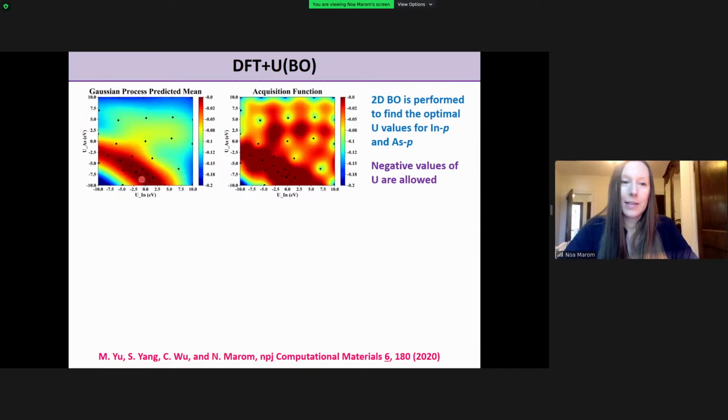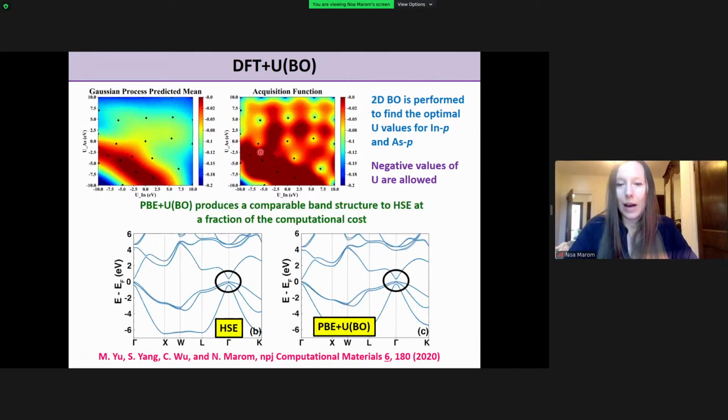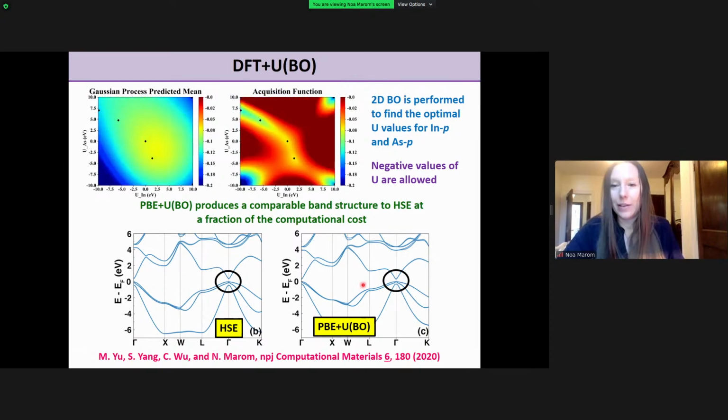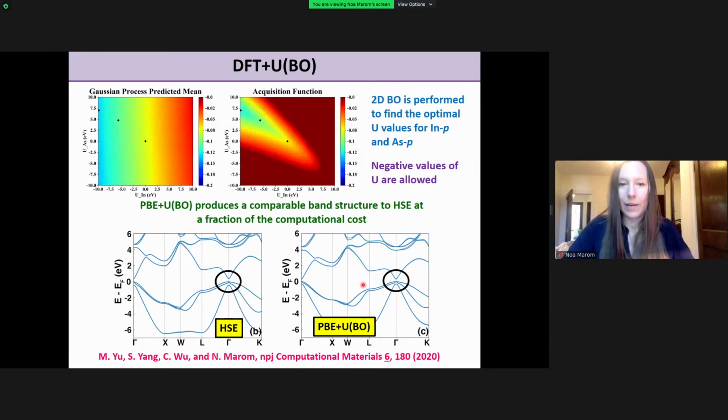This is a 2D optimization to find the U parameters for the p orbitals of indium and arsenic. And in the end, this is the PBE plus U BO band structure, and this is the HSE band structure. And you can see that we have a similar band structure and we have a band gap, which is good. So now we can go ahead and simulate interfaces with indium arsenide.